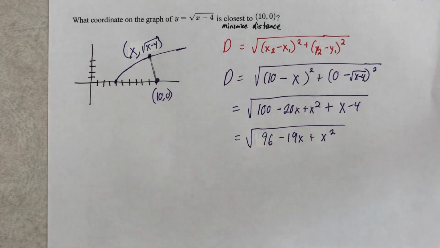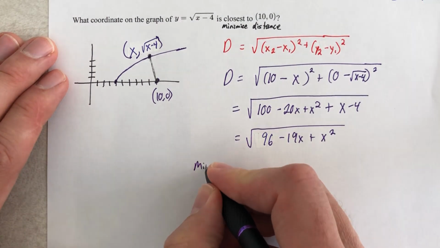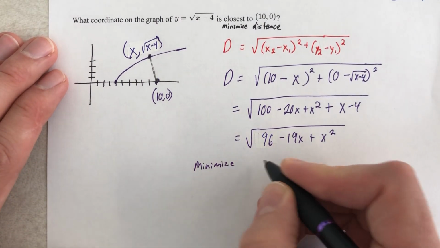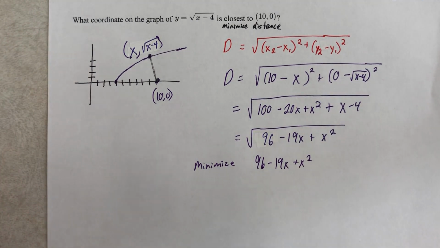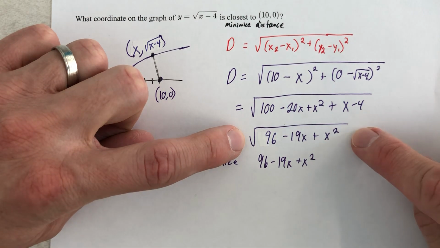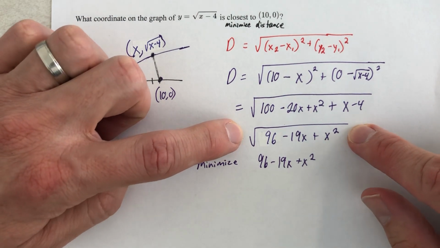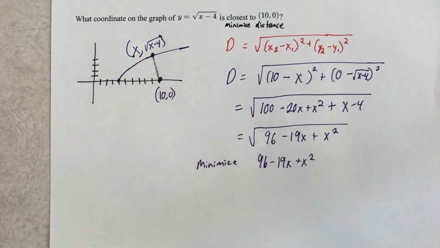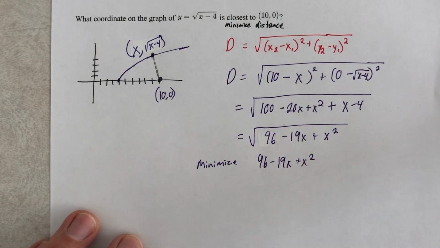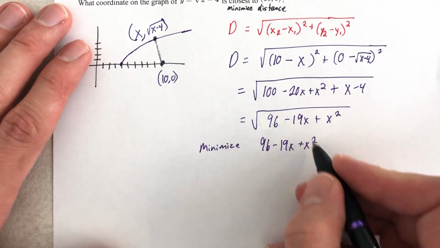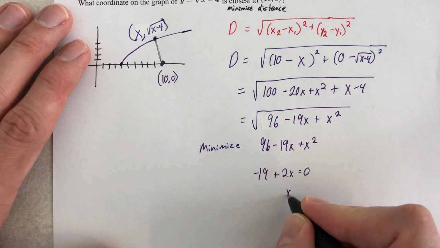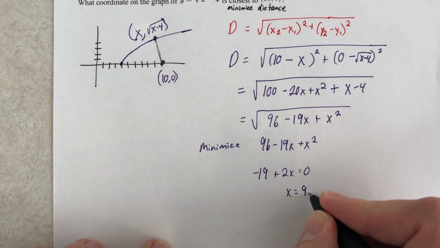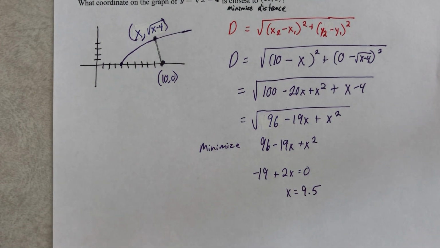So I'm going to write down my thoughts here. Let's minimize this. That's what I'm really doing, okay? In order to minimize this entire thing in its square rootedness, then we just need to minimize that. That's it, okay? So take the derivative of the whole thing if you want to. I'm not. I'm going to take the derivative of that, which is negative 19 plus 2x, and we'll set that equal to 0, and x is 9.5. Okay, that's not a coordinate, but we're getting there.